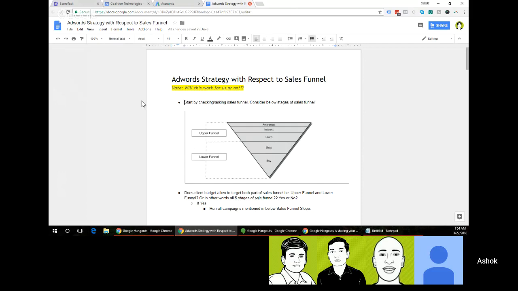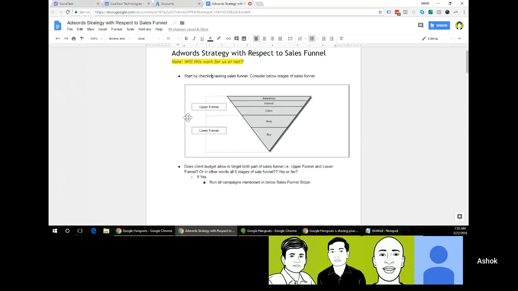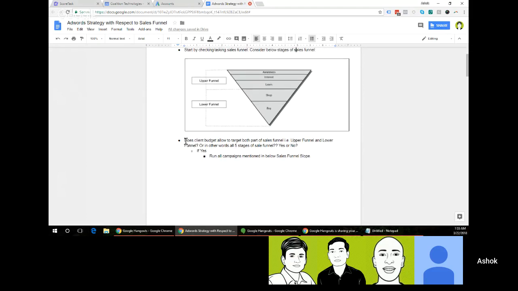These days we conduct a kickoff call. We ask clients multiple questions, and I think each business has a sales funnel. Each business definitely has a buying process, and most of the time all these five stages get involved. So why not start by checking with the sales funnel, considering all these five stages whenever we begin a project, upper funnel and lower funnel. And the next question that comes up straight away is, does the client budget allow us to target both parts of the sales funnel, upper funnel and lower funnel, or not?